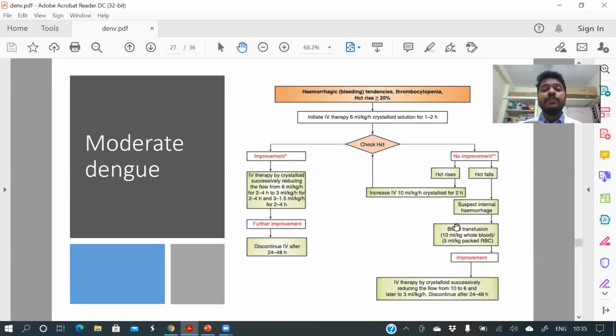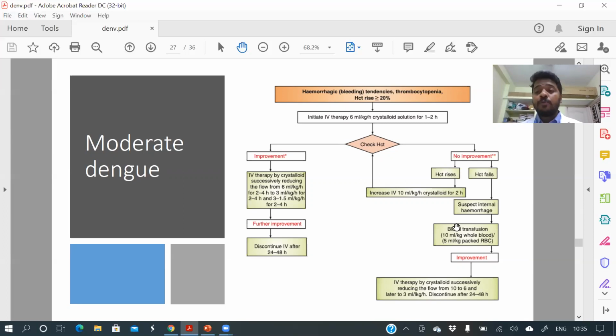So in these patients, we have to continue 6 ml per kg per hour for 2 to 4 hours, and then de-escalate to 3 ml per kg per hour for 2 to 4 hours, and then 1.5 ml per kg per hour for 2 to 4 hours. If there is further improvement, then we have to discontinue IV after 24 to 48 hours. These are the patients who have improvement.